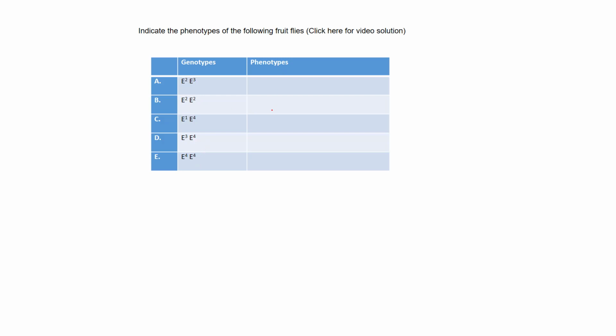Just to talk a little bit, because we didn't have a video about multiple alleles, let's add a little additional information. Multiple alleles is when there's more than two alleles to represent a particular trait, and in this case, the trait is fruit fly eye color. When there's more than two, capital letters and small case letters don't work anymore. That only works when there's two alleles to represent a particular trait.